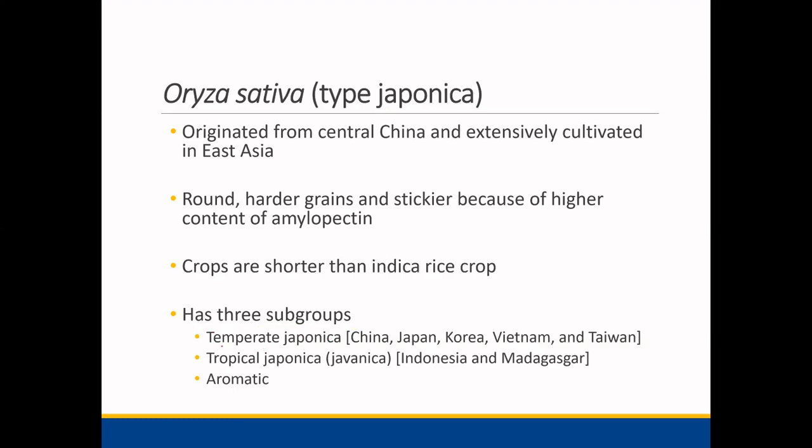So this temperate japonica is cultivated in the following countries: China, Japan, Korea, Vietnam, and Taiwan, where they have a kind of temperate climate. If you go especially to northern China, or Korea, or Japan, they will have this temperate climate. So they cultivate this temperate japonica.